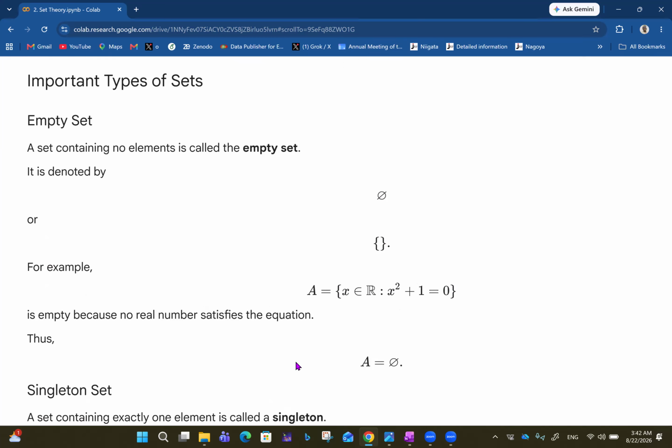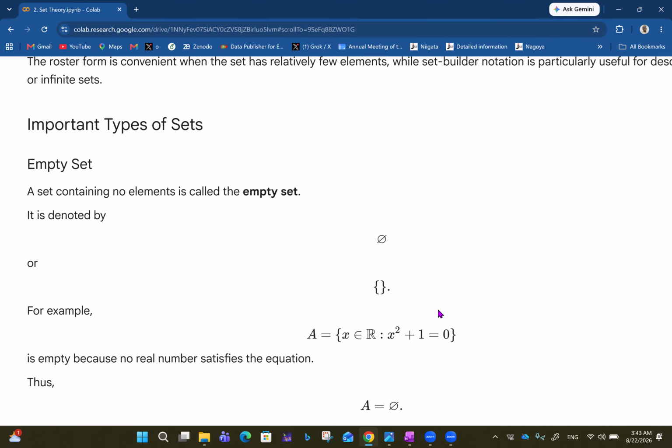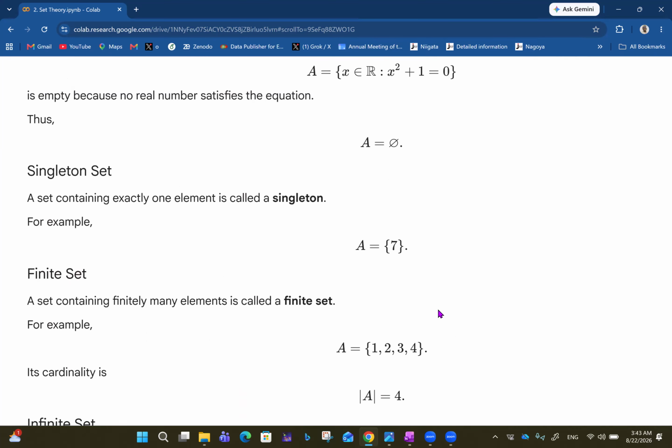Thus, of course, the only numbers that satisfy this are complex, and we are talking about real numbers now. So the collection of real x, no real number satisfies this, only complex. So thus we say A is empty, like that. That's an empty set.